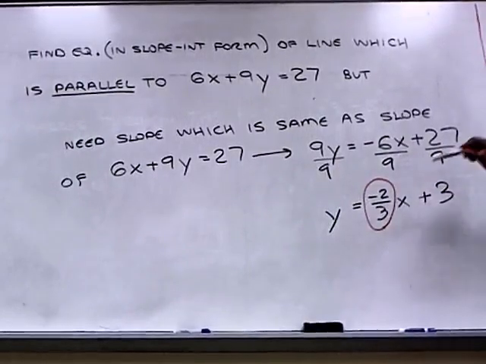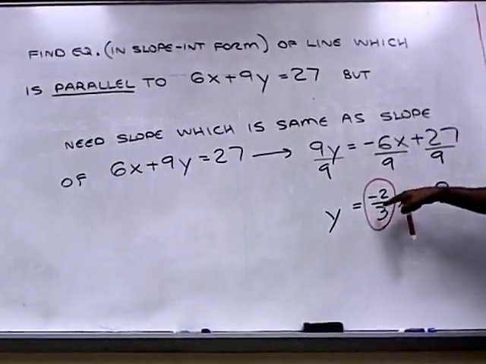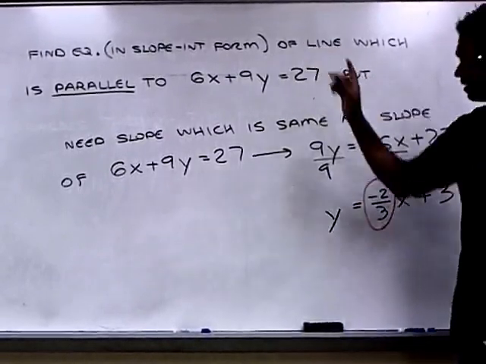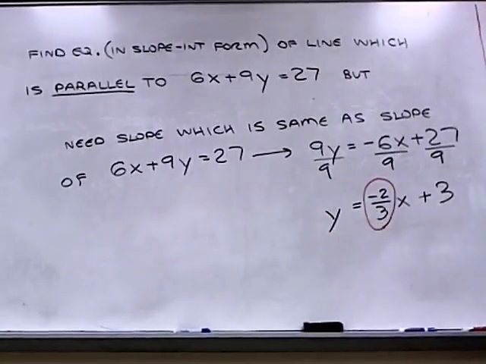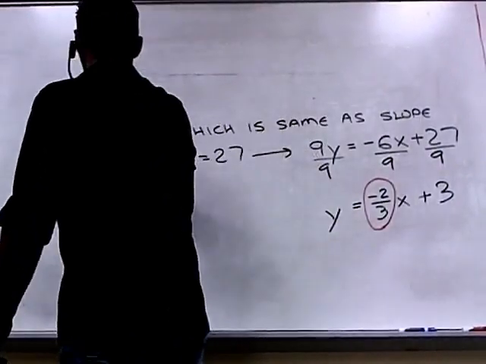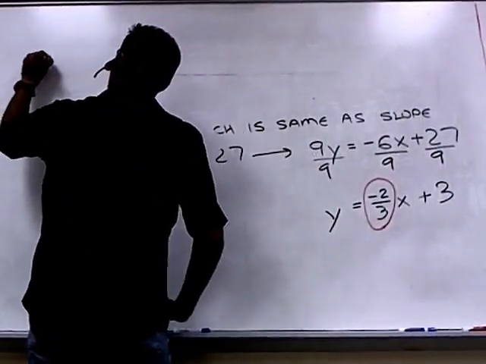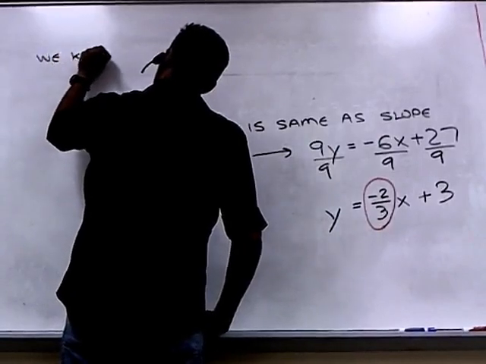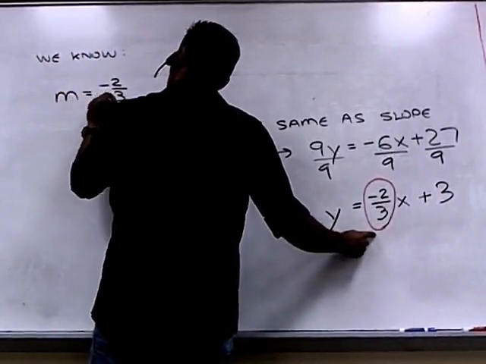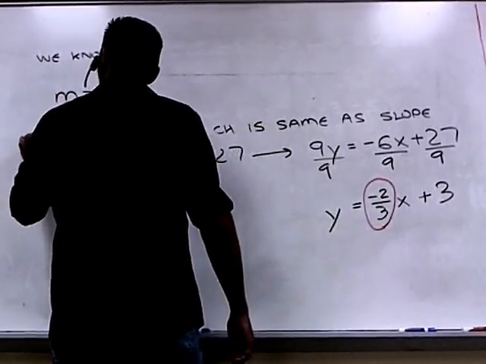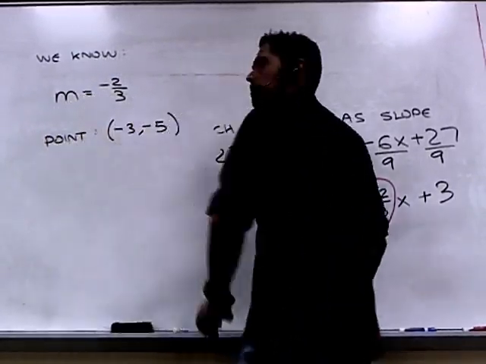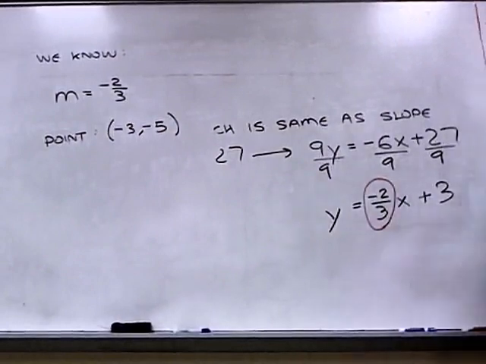We know that to be parallel to this line, we must have the same slope as this line. So the slope of the line I'm trying to find is -2/3. So now here's where we are. We know that m, the slope of our line, is -2/3. And we know that a point on our line is what? -3, -5, right? And now just do what we've been doing.